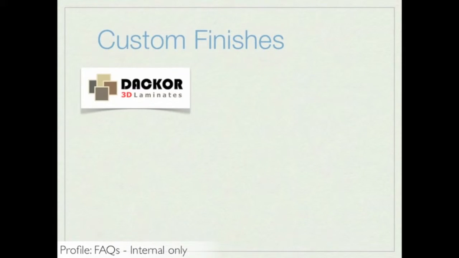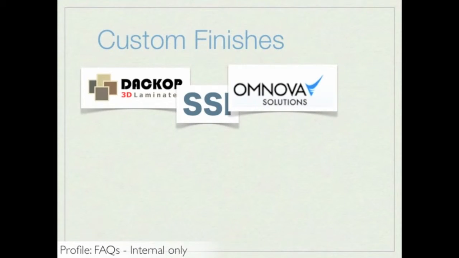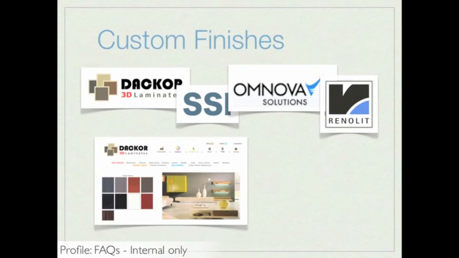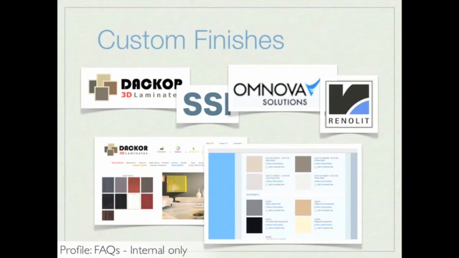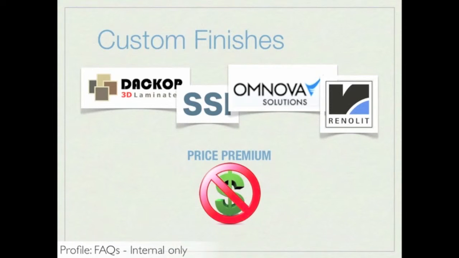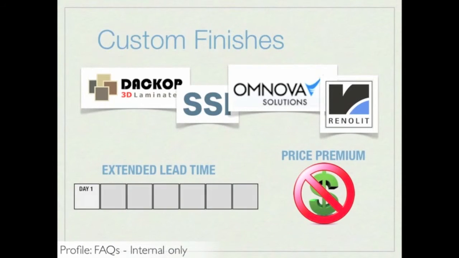Finishes can also be customized beyond the standard options. Dacor, SSI, and Omnova supply our standard finishes, and Renolit supplies our premium finishes. These suppliers have many more finishes available than what we show in stock on our website. Customers can pick from any other PVC finishes from Dacor, SSI, or Omnova, or choose from any of the PET finishes from Renolit. Fortunately, most of the finishes do not require a price premium. However, depending on the finish, there may be extended lead times, typically an additional 1 to 2 weeks, and price premiums may apply as well.